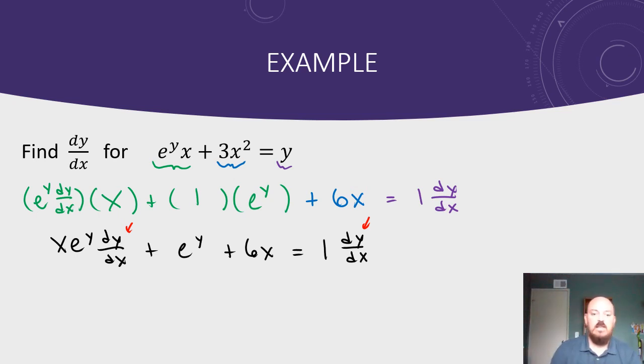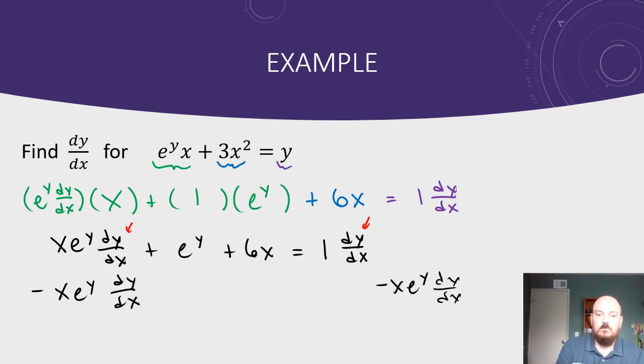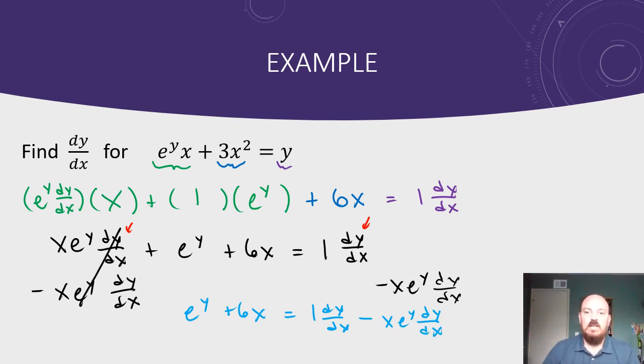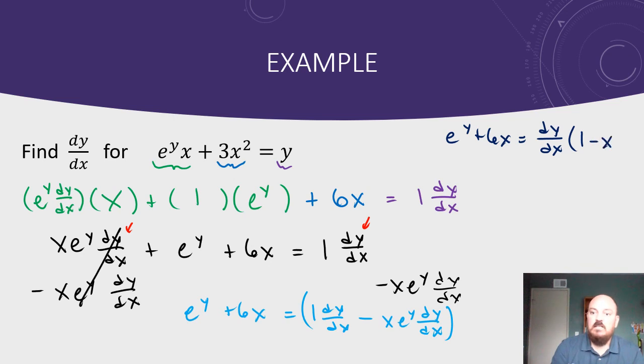So I think I will leave everything and basically just move that first term. I'm going to subtract x e to the y dy dx from each side to cancel it out. And what I get is e to the y plus 6x equals 1 dy dx minus x e to the y dy dx. And I'm running out of space. I'm going to have to squeeze it in on the right over there. But basically, once you've done that, you want to think of this as a group and factor the dy dx out. So for my next step, I will leave the e to the y plus 6x, factor out the dy dx, and that leaves me with 1 minus x e to the y.